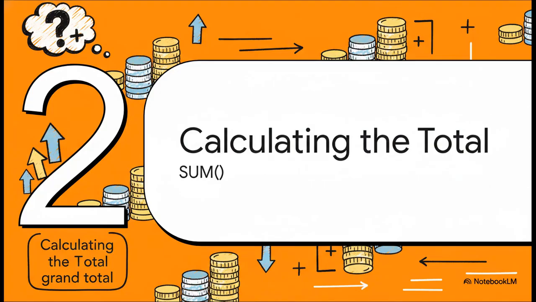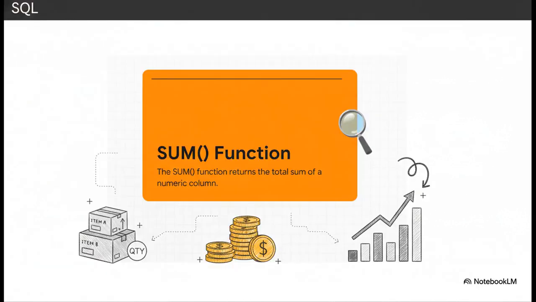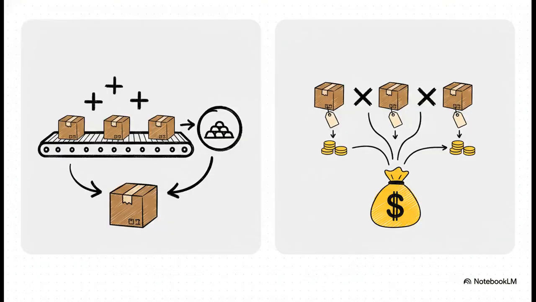Okay, so we've got averages down. That's one tool in our belt. Now let's grab the next one. What if you don't care about the average, you just want the big grand total? Well, for that, we've got the sum function. And just like AVG, sum is super simple. You point it at a column of numbers, and it just adds them all up for you. It's perfect for things like total sales, total inventory, you get the idea. But here's where sum gets really interesting.